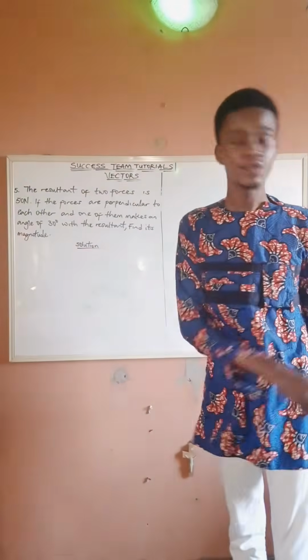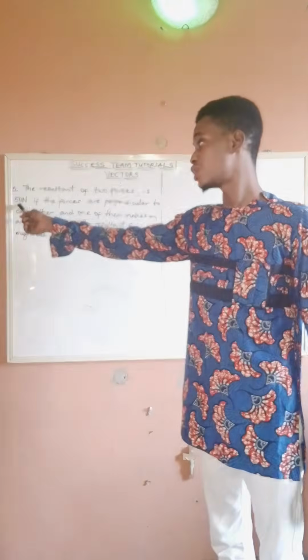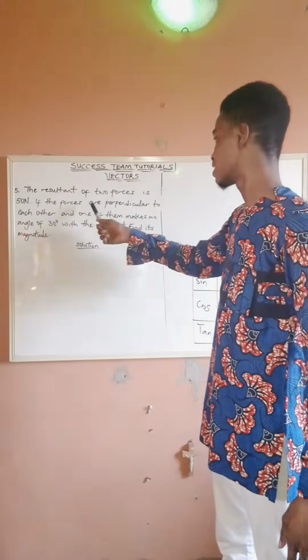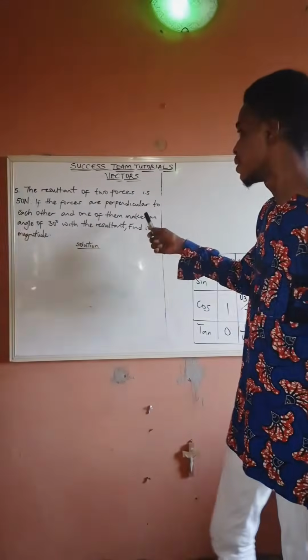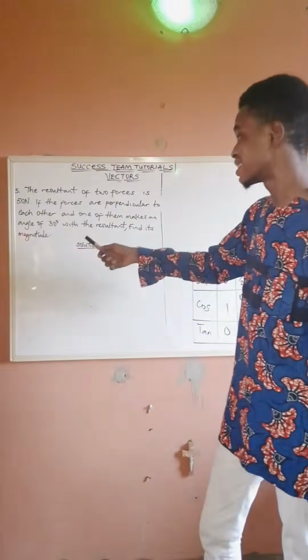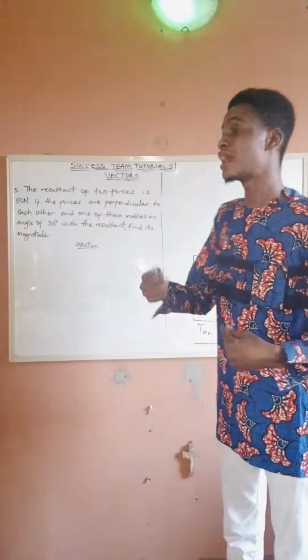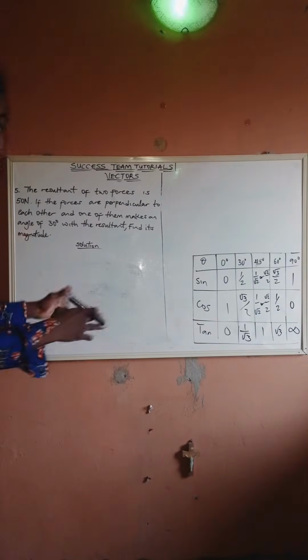Now question number 5 says that the resultant of two forces is 50 Newton. They give us the resultant. If the forces are perpendicular to each other and one of them makes an angle of 30 degrees with the resultant, find its magnitude. That is, find the magnitude of the one that makes an angle of 30 degrees with the resultant. So let's understand the question and sketch out a diagram. We have something like this.